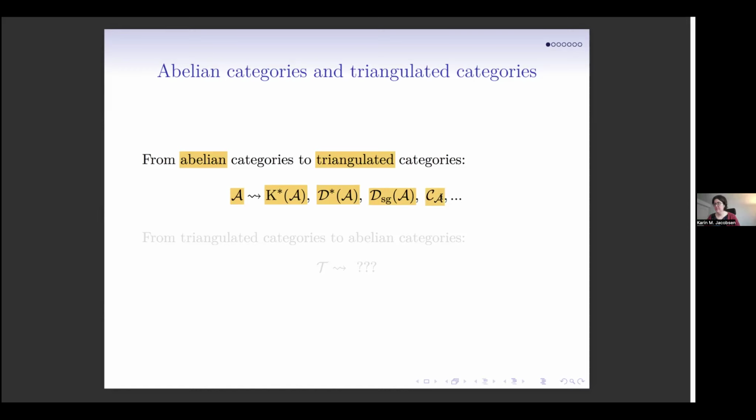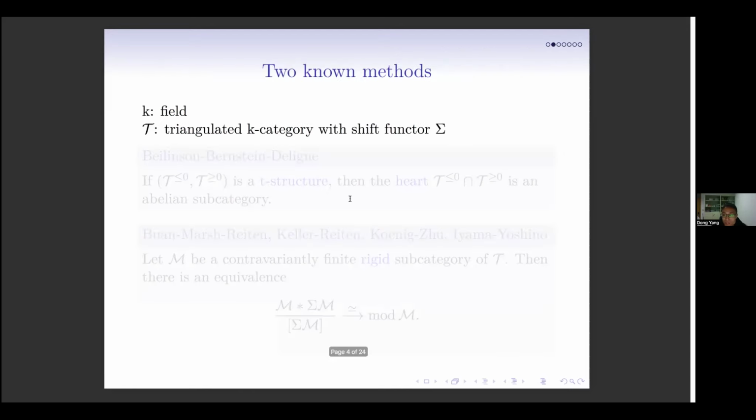But the other direction is not so easy. If you have a triangulated category, how can we get abelian categories? For example, if you have the derived category of an abelian category A, how can we recover A? That's a highly non-trivial question. In the literature, there are two methods. For simplicity, I assume k to be a field, and T a triangulated category with shift functor sigma.